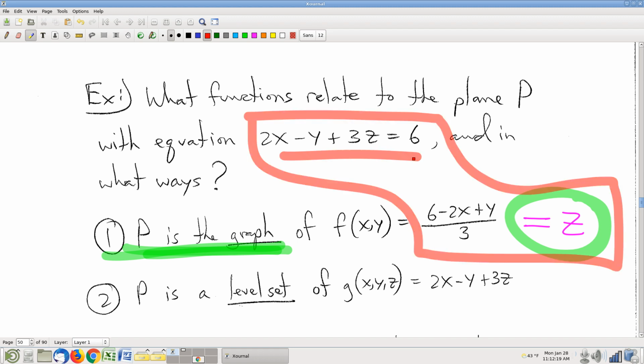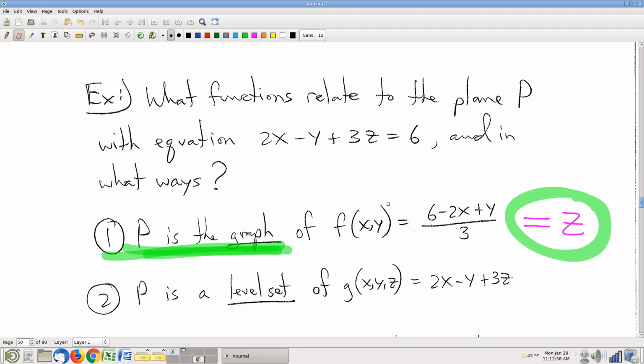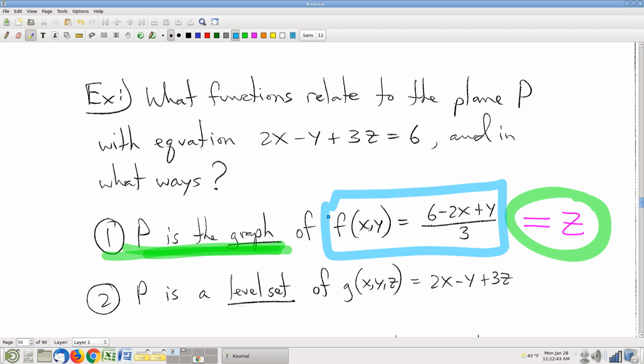Well, solve for z. If you take that z right there and solve for it, you get an equivalent equation that's perfectly legal in reversible algebra. And having rewritten the equation like this, you see we are looking at a graph of that function. And that function, very importantly, notice, has 2 variables. So this plane in 3-space is a graph, but it's a graph of a function of only 2 input variables.